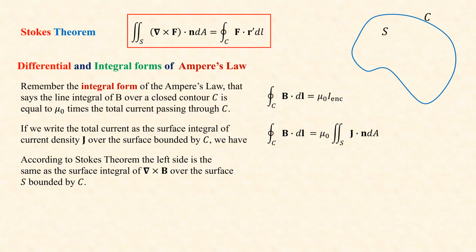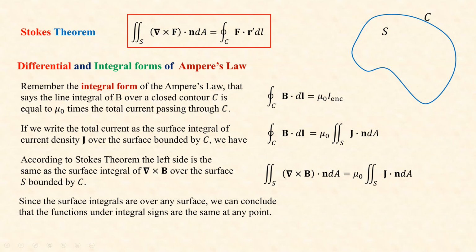According to Stokes theorem, the left side is the same as the surface integral of the curl of B over the surface S bounded by C. So we can do this. And because the surface is arbitrary, it is true for all surfaces, since the surface integral holds over any surface, we can conclude that the functions under the integral signs are the same at any point. So we can conclude curl of B equals mu naught times J.